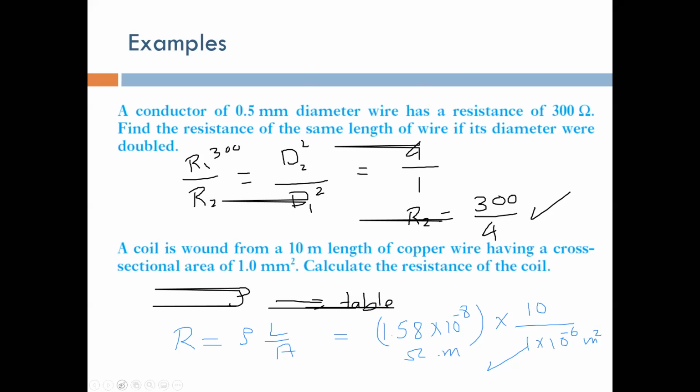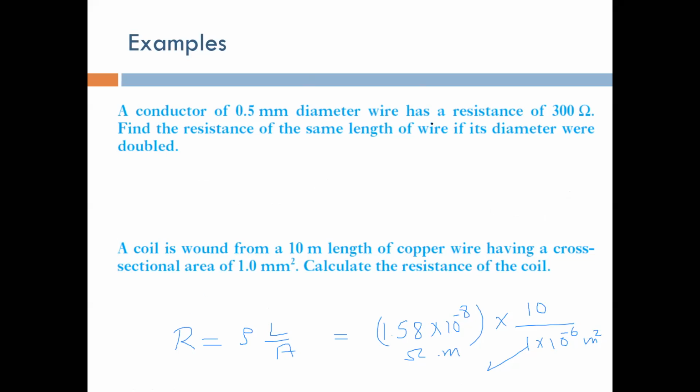The diameter is double. One of them is double the other. Basically, everything is exactly the same: the material is the same, the length is the same, but the diameter changed to be double that of the other one.